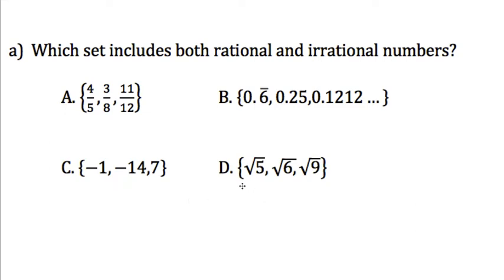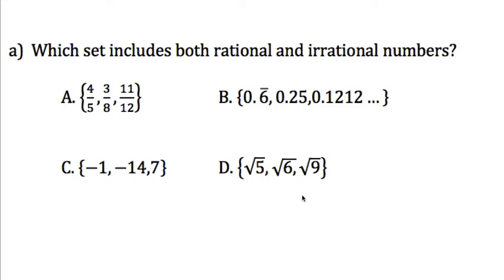Process of elimination, we know that it has to be D, but let's look at it. If you take your calculator and enter the square root of 5, that's going to give you 2.236067978. That does not repeat, that does not terminate, so square root of 5 is irrational. And then moving right along, square root of 6, if you enter that in your calculator, you're going to get 2.449489743. Again, that is irrational.